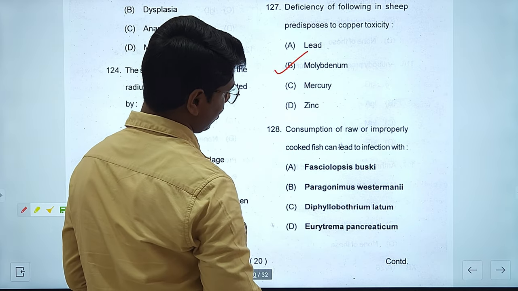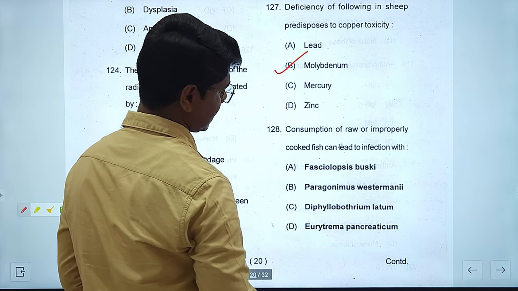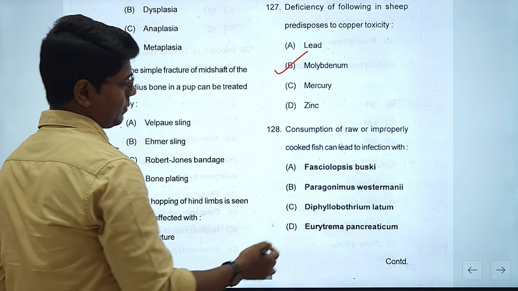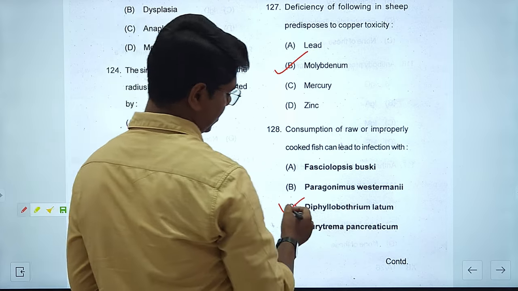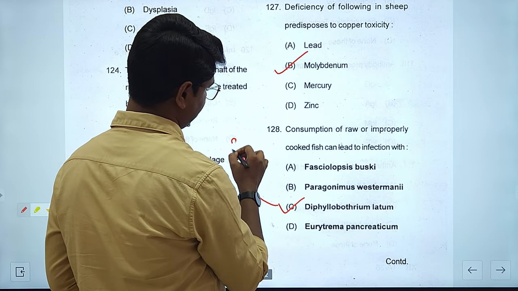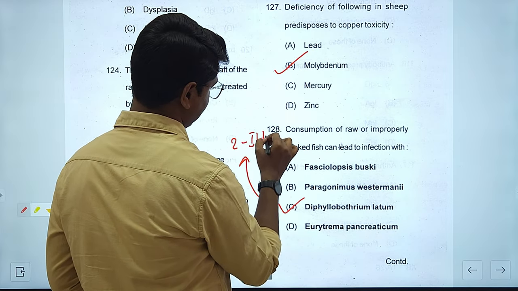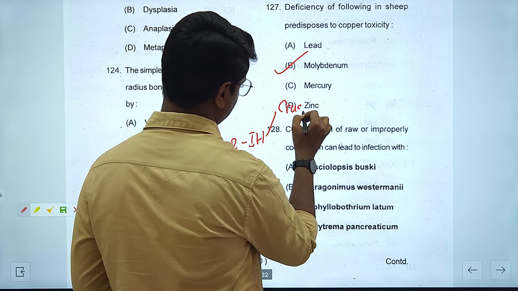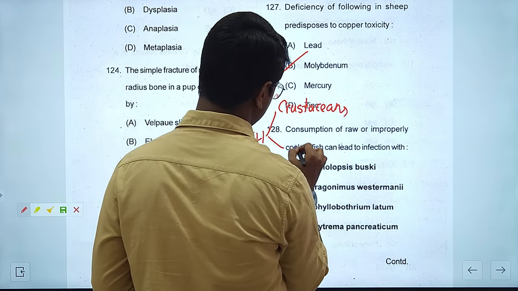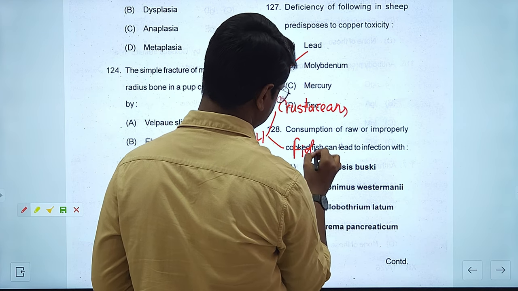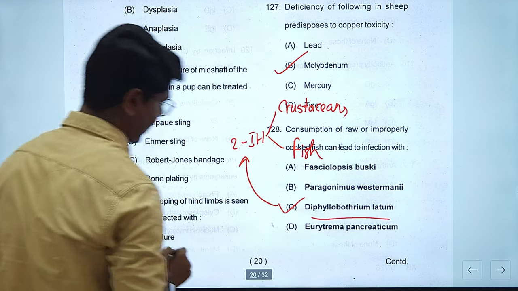Consumption of raw or improperly cooked fish can lead to infection with Diphyllobothrium latum. Very common question. Diphyllobothrium latum has two intermediate hosts. One is the crustaceans, copepods, and the second one is the fish. So while you eat fish, you will get the infection of Diphyllobothrium latum.